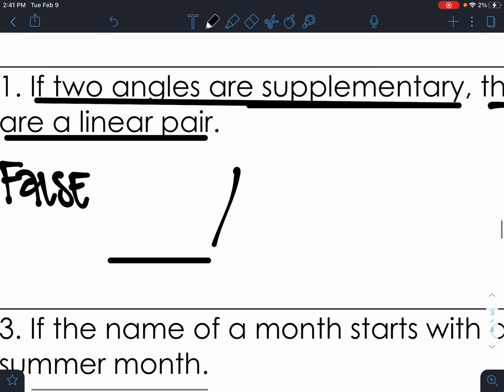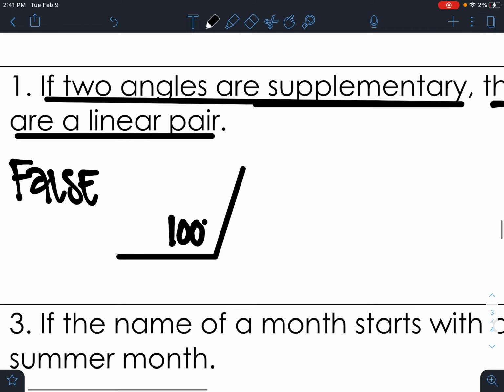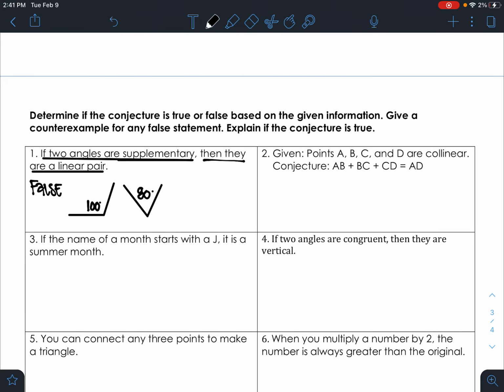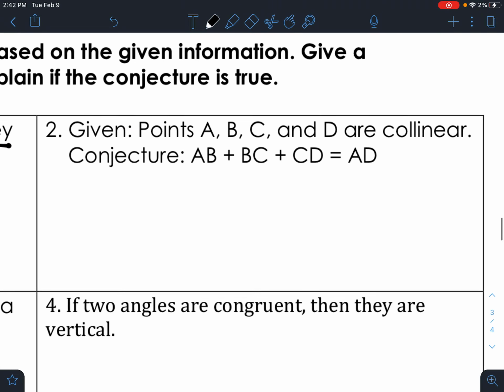We can have this example right here where we have this angle that's 100 degrees, and then this angle right here that is 80 degrees. Are those two angles supplementary? They are, because they add up to 180 degrees. But are they a linear pair? They're not, because they're not adjacent. So that's a good counterexample. Again, this first part is true, these are supplementary, but it's the second part that we're proving is false. Let's try the next one.